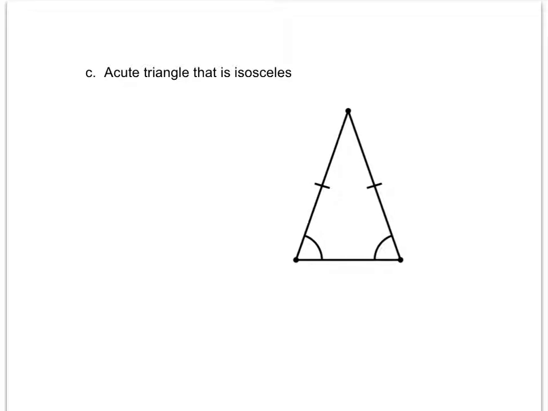Finally, can we draw an acute triangle that is isosceles? Well, an isosceles triangle has at least 2 equal sides, and we have that here. And an acute triangle must have all angles that are less than 90 degrees. And we have that here. So we have drawn an acute triangle that is isosceles.